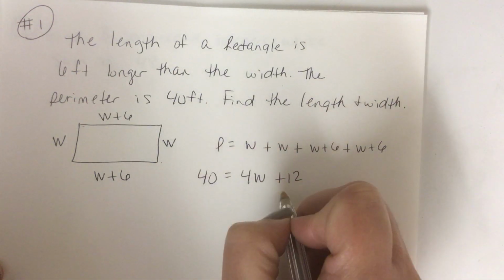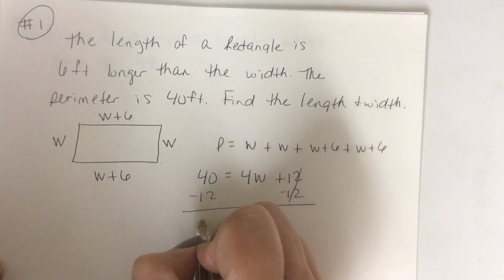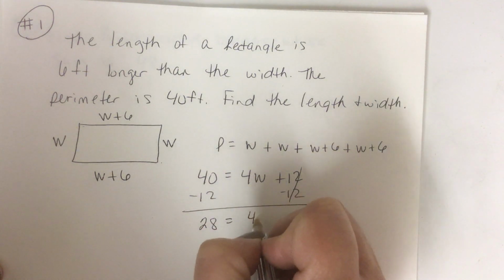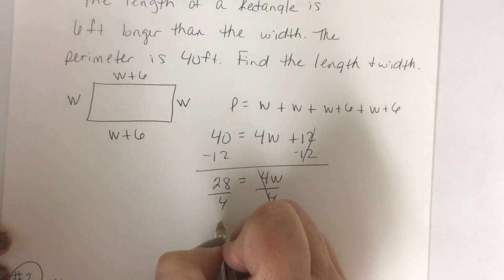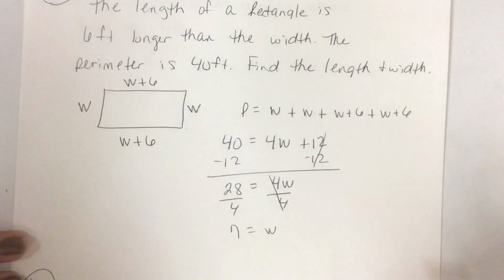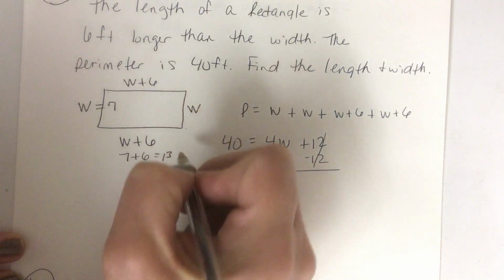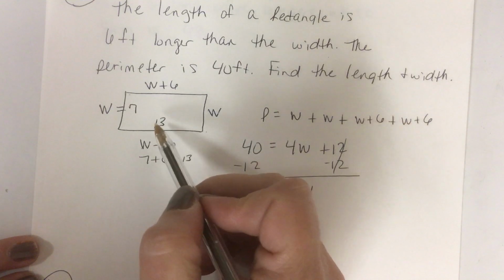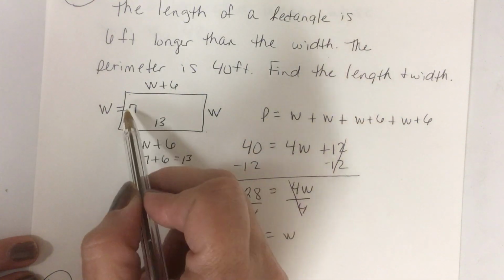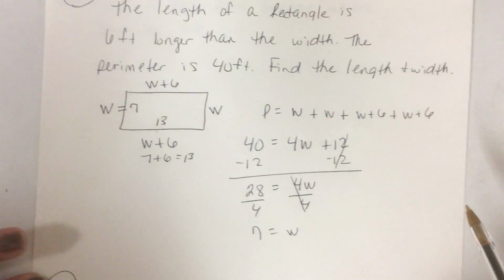So then you solve this equation. You subtract 12 from both sides, and 40 minus 12 is 28. Bring down the 4W, and then divide both sides by 4, and you get 7 is equal to W. So that means 7 is the width. So 7 plus 6 is 13, so that would have to be your length. And then you can double check the perimeter. 13 plus 13 is 26, 7 plus 7 is 14, and 14 plus 26 does give you 40, so you know you've done it right.